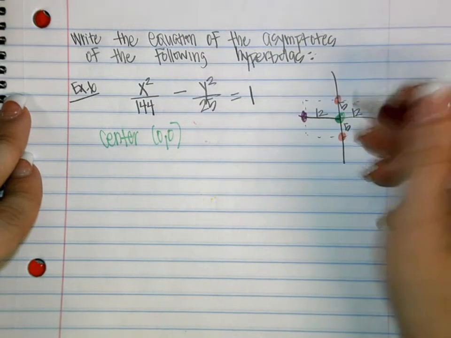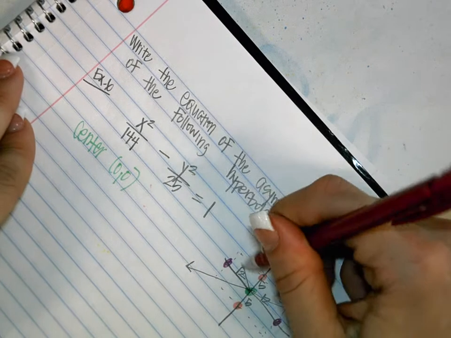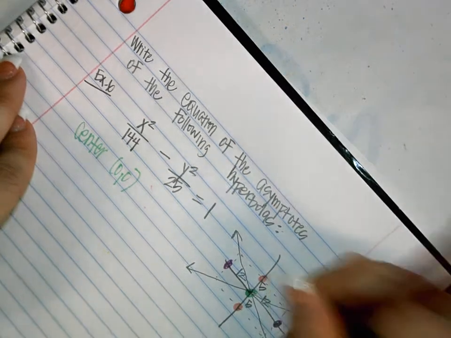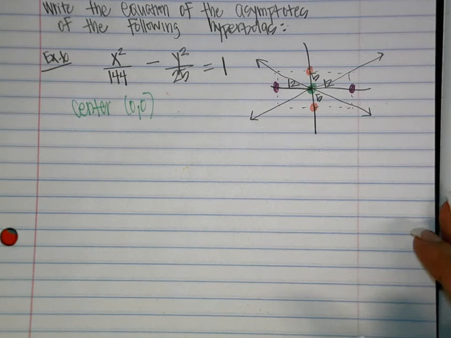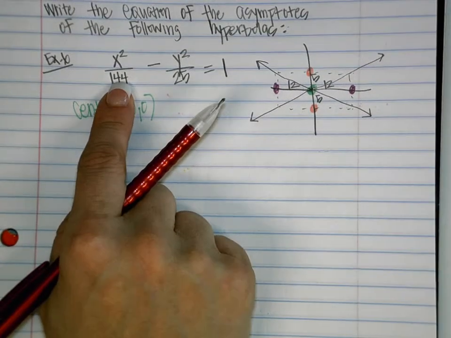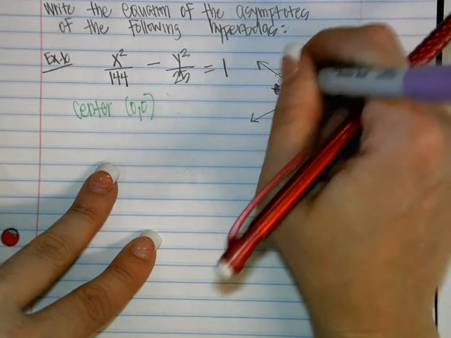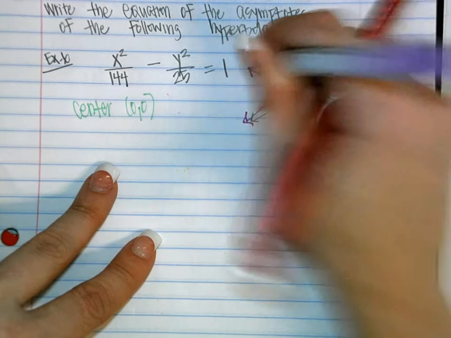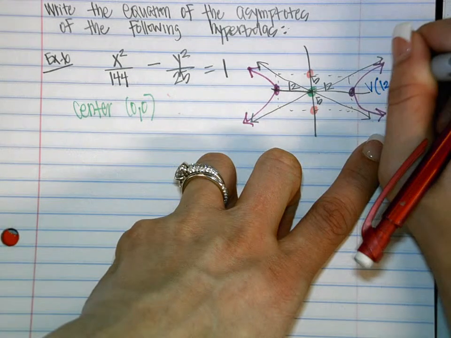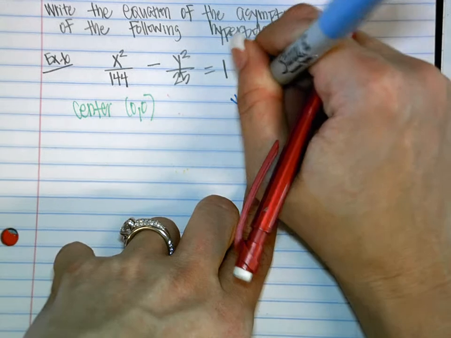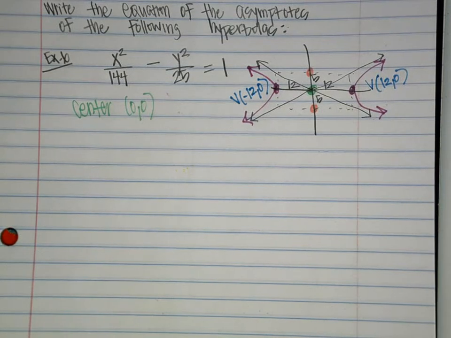Okay, the asymptotes are going to go through the edges. Now, will these be side to side or up and down? Side to side because they wrap around the x-axis. So if I asked you to, we could identify the vertices as well. Okay, I'll just give them to you. This vertex would be at 12, 0. This vertex would be at negative 12, 0. But what I really want to know here is the equation of the asymptotes.